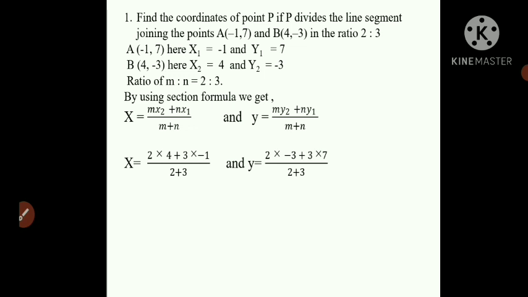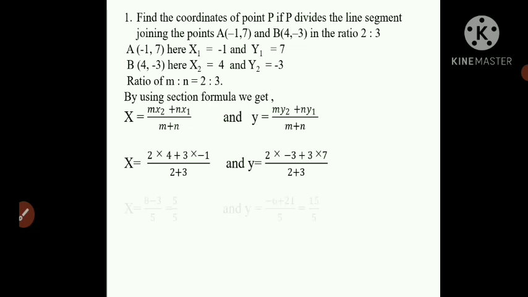And for y we have my2. Now the ratio for m is to n, we know it is 2:3. So for m I will use 2 multiplied by y2, which is -3, plus ny1, that is n multiplied by y1. So n is 3 multiplied by y1, which is 7, upon 2 plus 3.